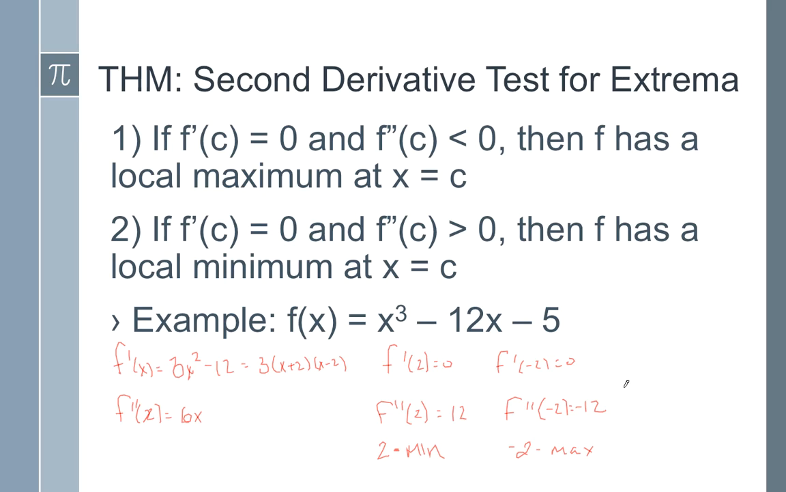Notice I didn't need a sign chart. Even though sign charts are legitimate items, for some reason they're not accepted as work on a free response question on the AP exam. So be careful when you use that when it comes to those last 6 questions.